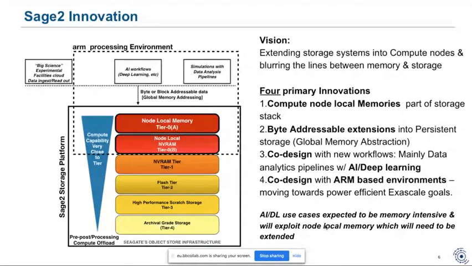Of course, by reducing the movement of data and doing computation close to storage, you reduce a lot of the energy overheads of moving data back and forth. But also, if you can keep the energy footprint, the power footprint, of the storage system itself quite low, that would be a great win. So that was why we wanted to explore other processing technologies as well, like ARM. So this is the big picture of what's being done in Sage2.